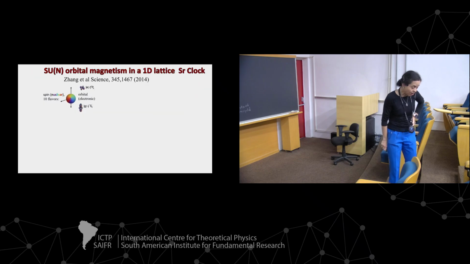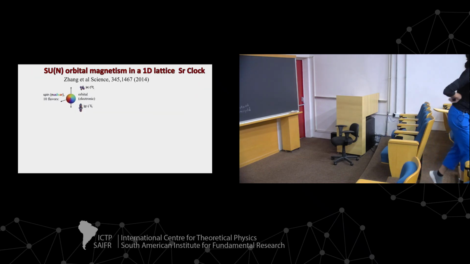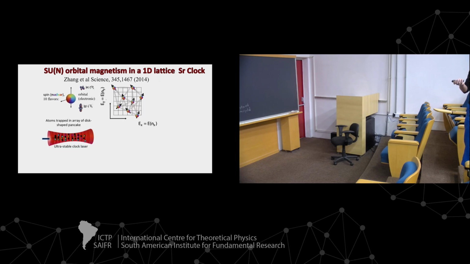So now I'm going to tell you a story about how we probe SUN symmetry in the clock. Now what we are going to do is allow the atoms to have colors. Before, I was only interrogating a spin polarized atom.